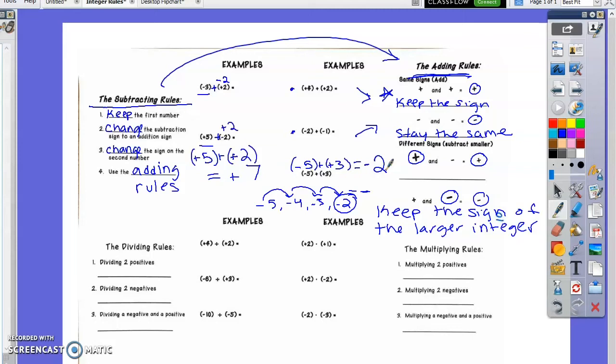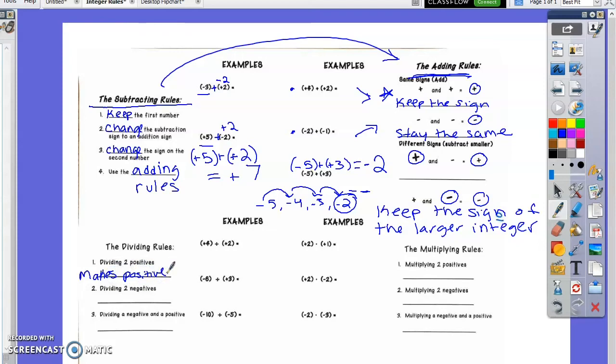So when you are dividing 2 positives, it's sort of like how when you're adding 2 positives, things stay the same. So dividing 2 positives makes your outcome positive.